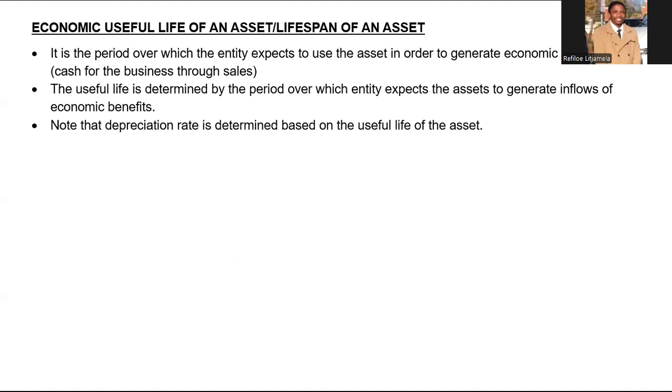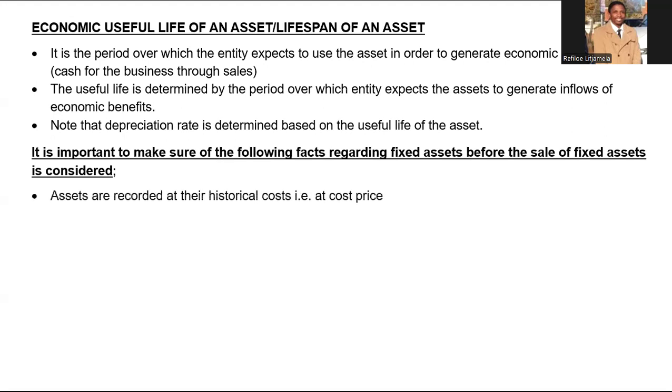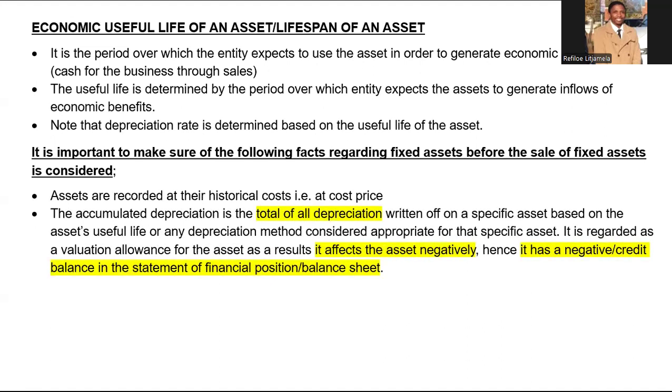It is important to make sure of the following facts regarding fixed assets before the sale of an asset. Make sure that assets are recorded at cost price and you recognize what we call accumulated depreciation. Accumulated depreciation is basically the total of depreciation written off on a specific asset based on the asset's useful life or any depreciation method considered to be appropriate for that specific asset.